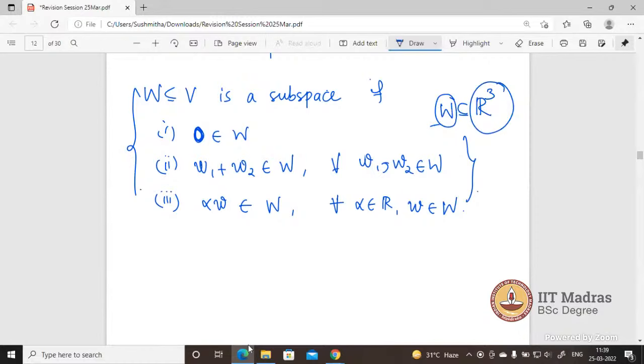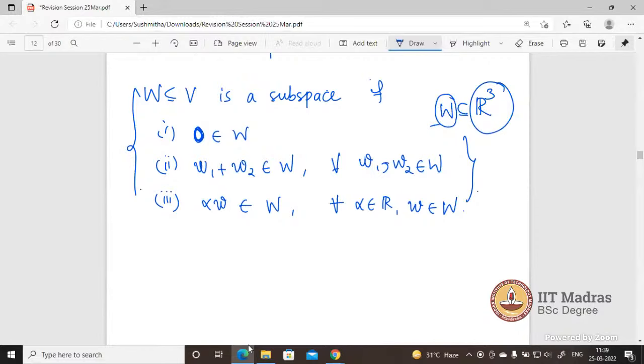Okay. Can you please repeat? I'm saying that to disprove a vector space, if it is not a vector space, we can check a property. If it is not satisfying that property, then we can say it is not a vector space. Yes. Okay.